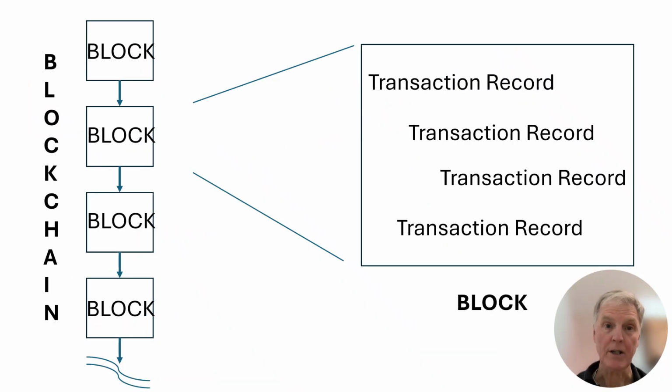The blockchain is just a bunch of blocks of data, with the blocks serially linked. Each block stores a bunch of records of past Bitcoin transactions.